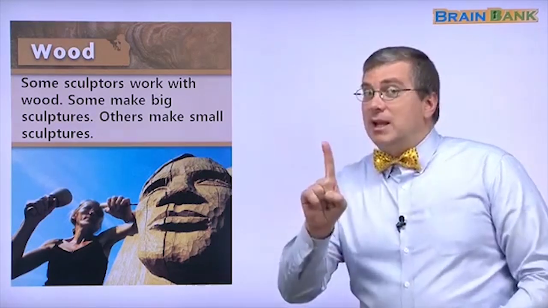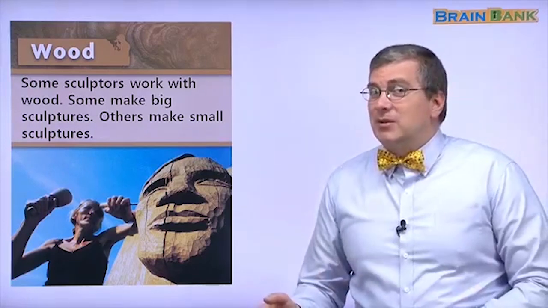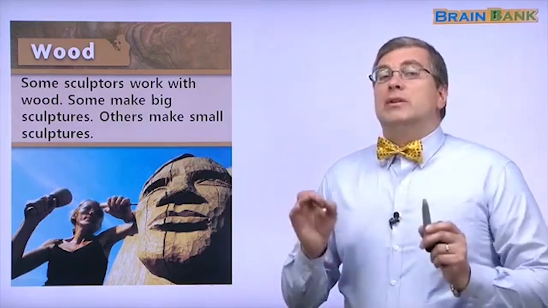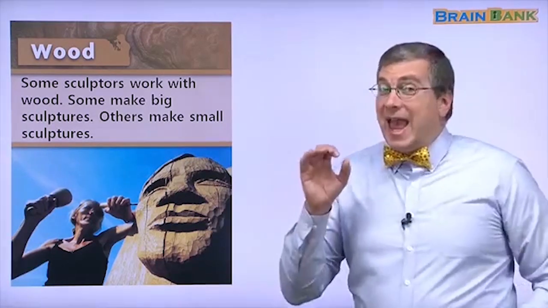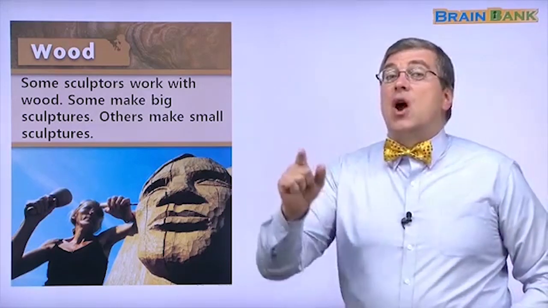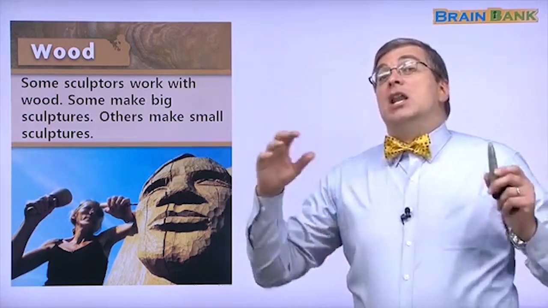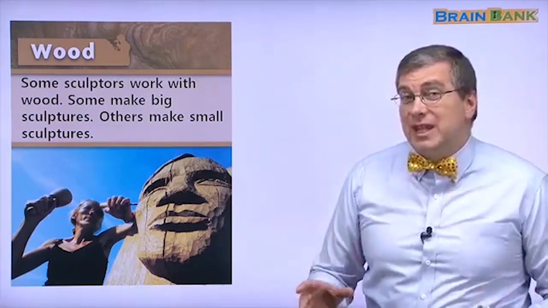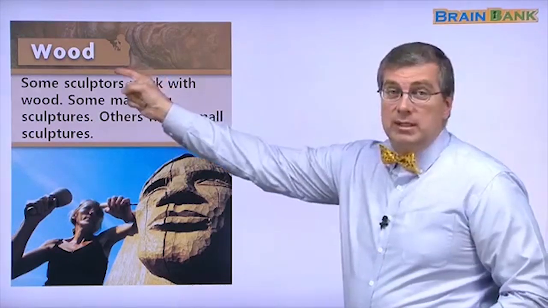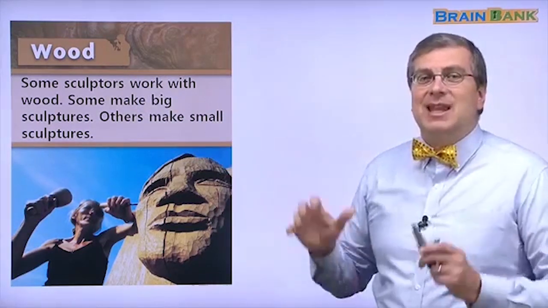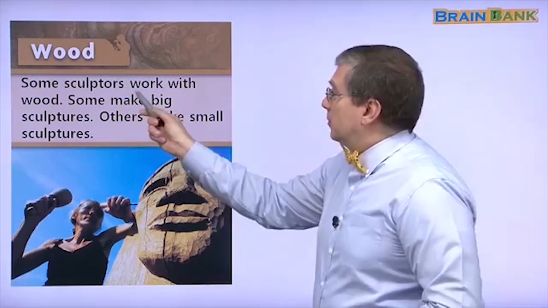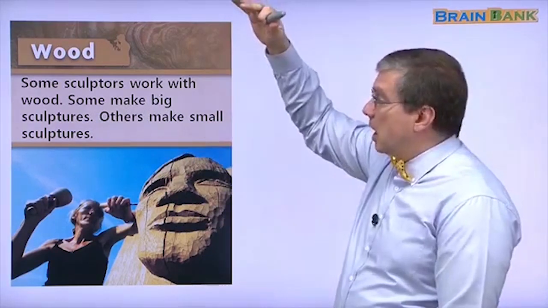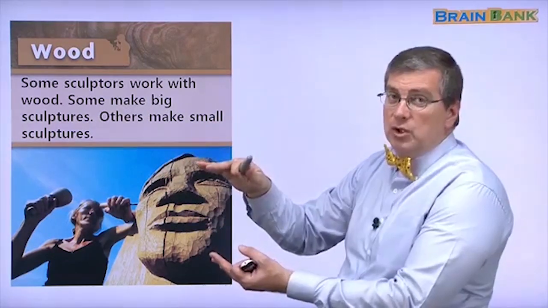So in part 1, do you remember what we talked about? What kind of material were we talking about? We were talking about stone, and we saw some sculptures from Egypt. Well, another, different material that sculptors use is wood from trees. 나무, right? They use wood. Some sculptors work with wood. Some make big sculptures. Others make small sculptures.